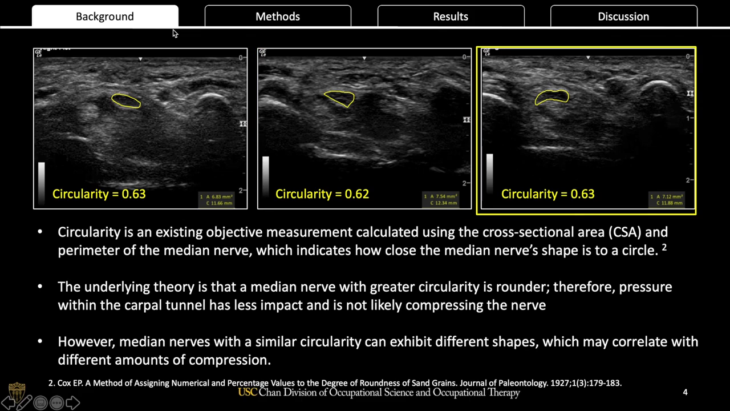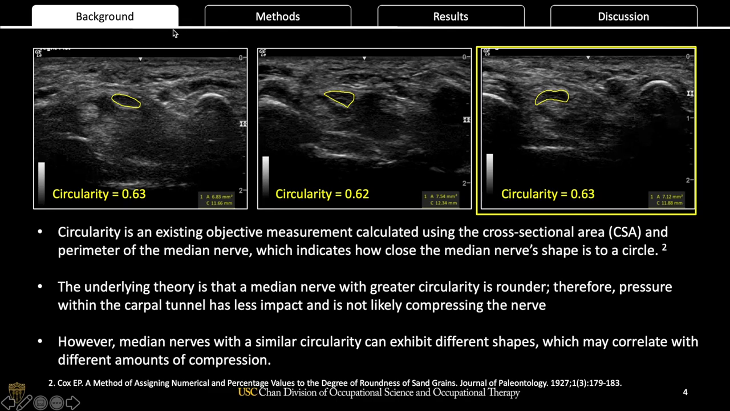The third one here has a circularity of 0.63 and shows that the nerve was in a very weird shape and position. It seems that this nerve was very much compressed by the surrounding structures in the carpal tunnel. So although all three nerves have the same circularity, they definitely have different amounts of compression. Therefore, they may have different possibilities of developing carpal tunnel syndrome.